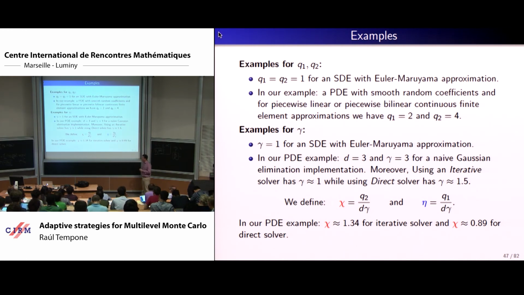And again, you see that if you change the solver, you may change from chi greater than 1 to chi less than 1, as I described here. In the PDE example, if you use an iterative solver, you get 1.34, and if you go to the direct solver, you get 0.89. So you can influence the convergence rate of multilevel just by changing the solver like that.